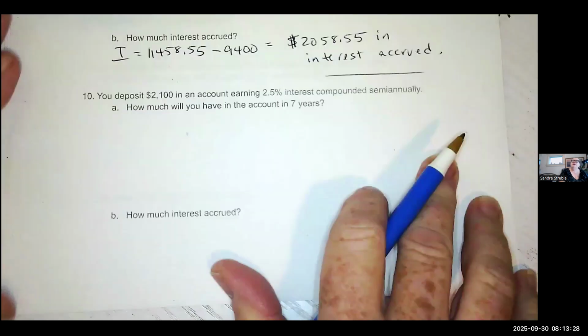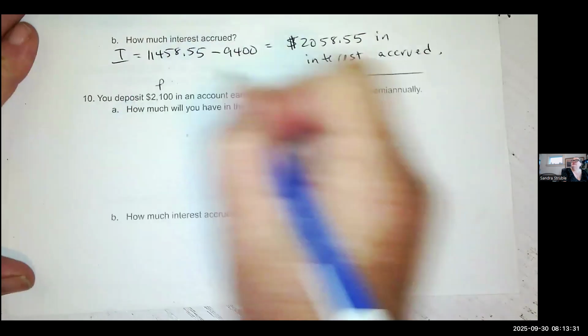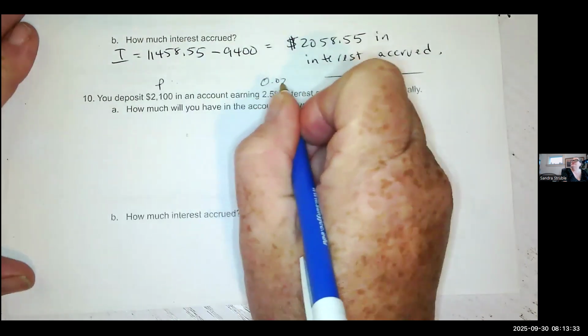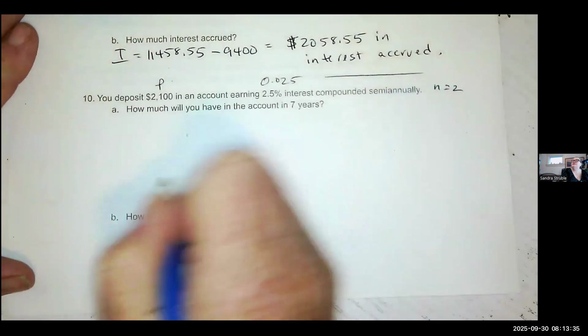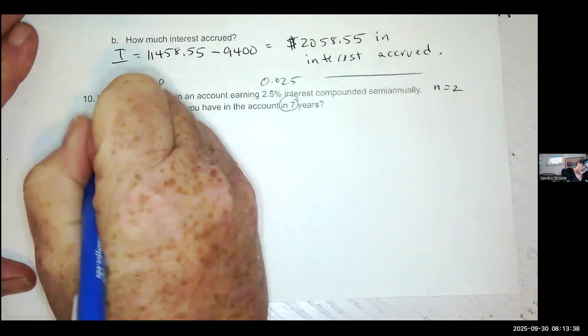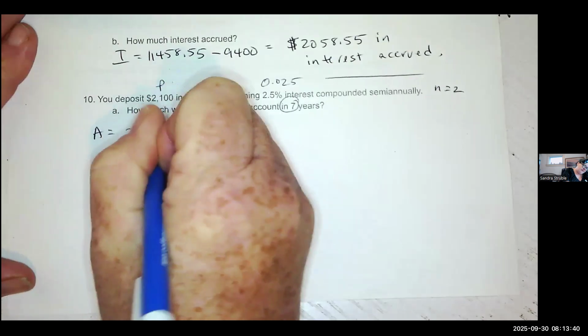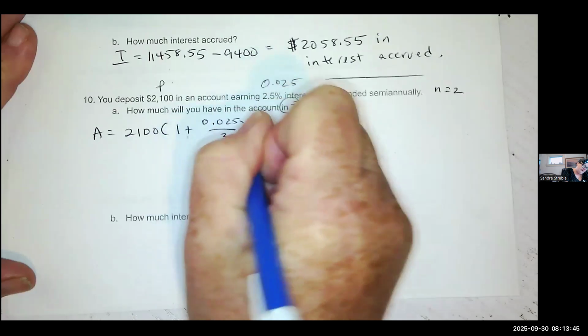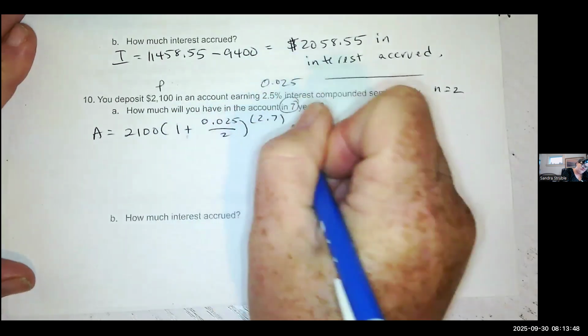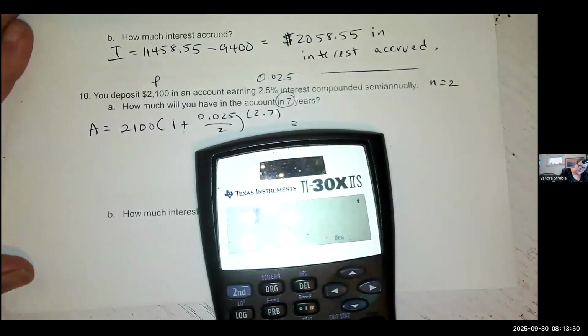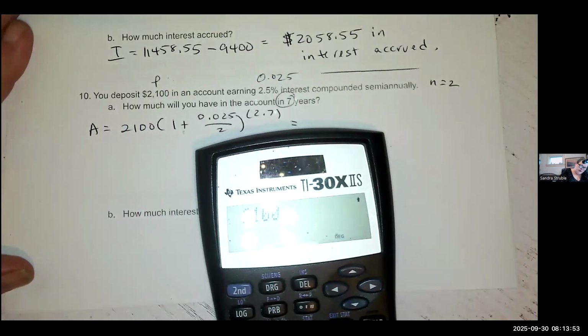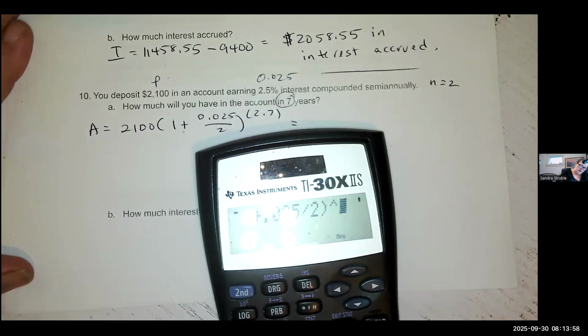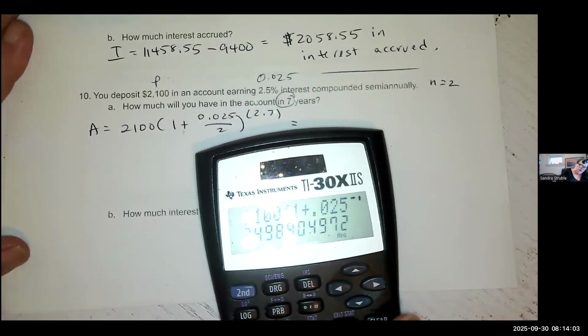Moving on. All right. So this is my P. This is my 0.025, and this is N is equal to 2. 7 years. So A is equal to 2,100 times (1 plus 0.025 over 2) raised to the 2 times 7. So 2,100, open, 1 plus 0.025 divided by 2, close, caret, open, 2 times 7, close, equals. And I got $2,498.90.